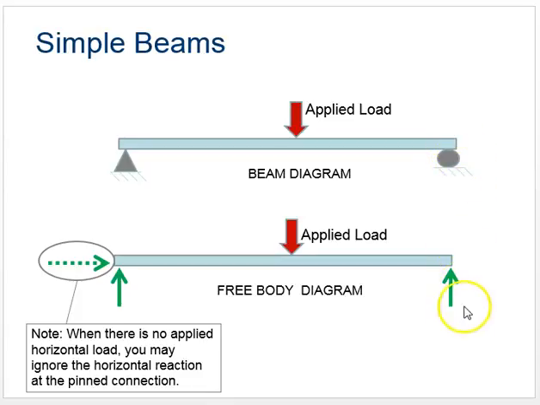A roller support always just gets replaced with one arrow, and a pinned support always gets replaced with two. We're going to see in our calculations, if all of our other forces are vertical, this one's going to end up not making a difference, and it's going to end up being equal to 0.